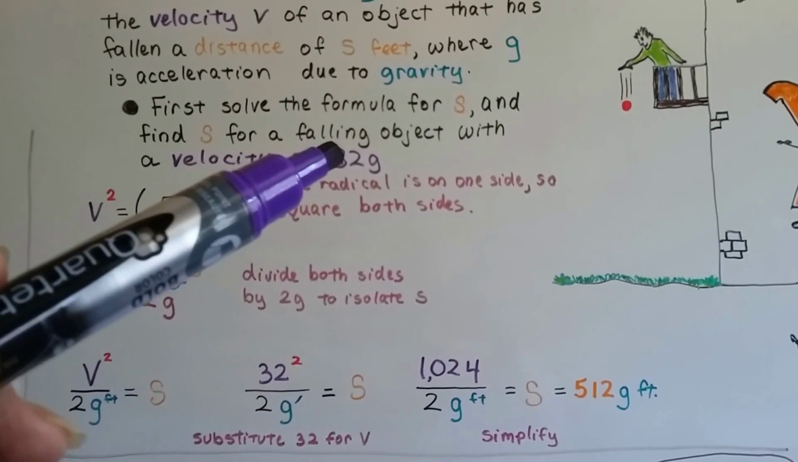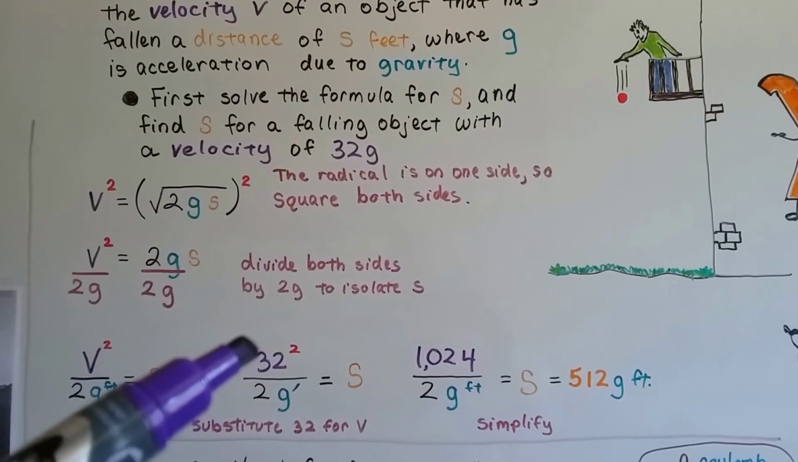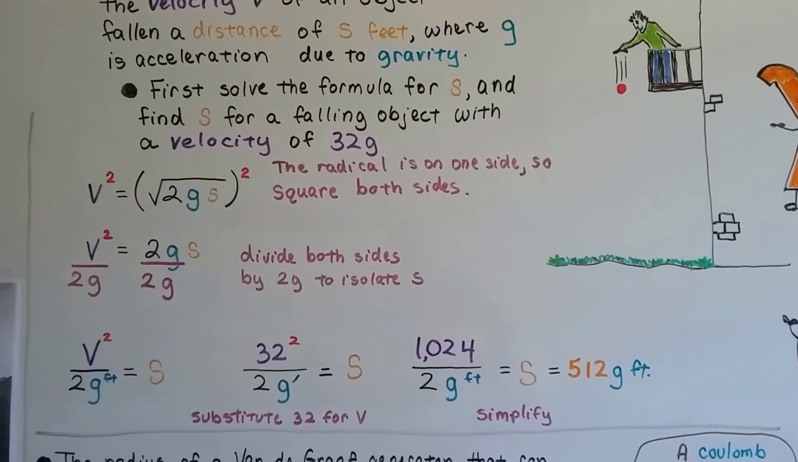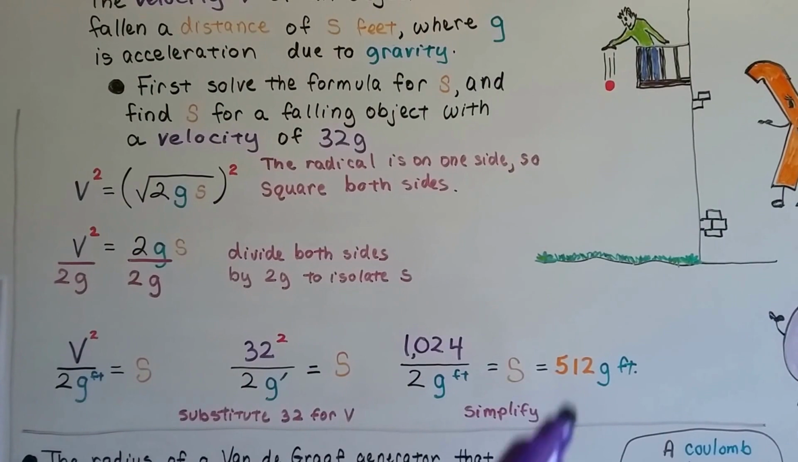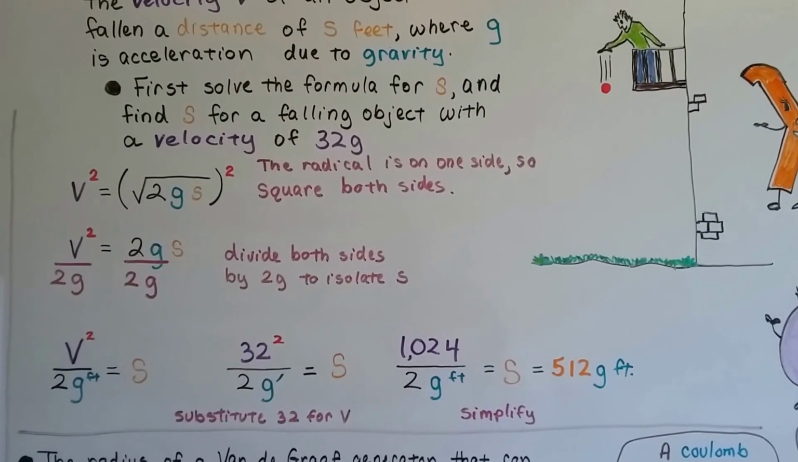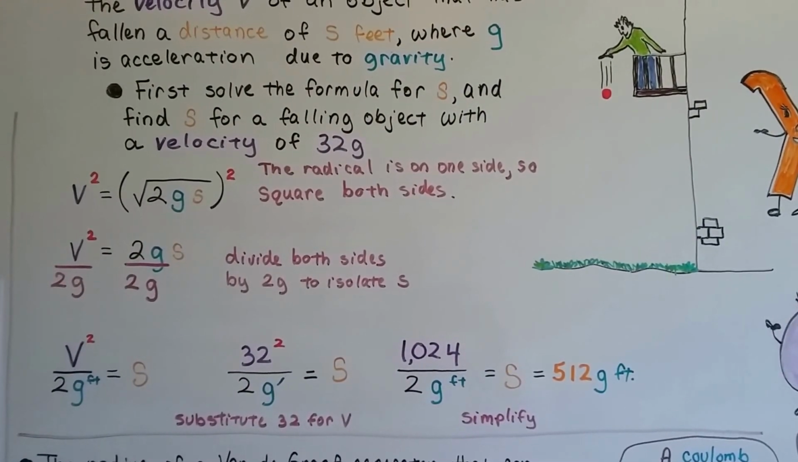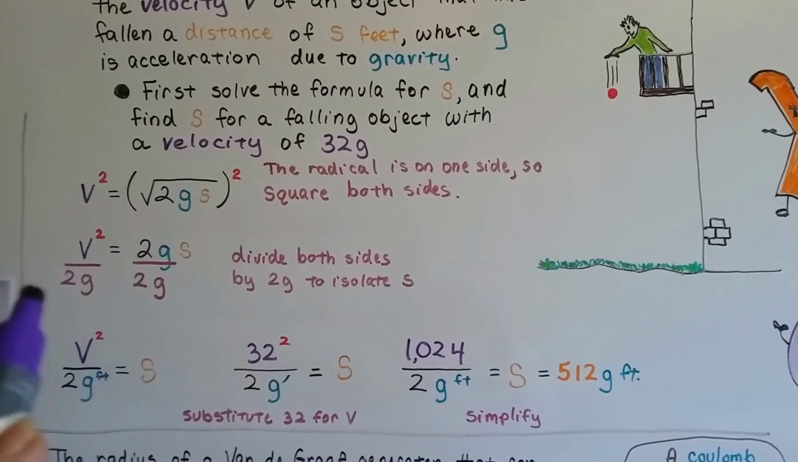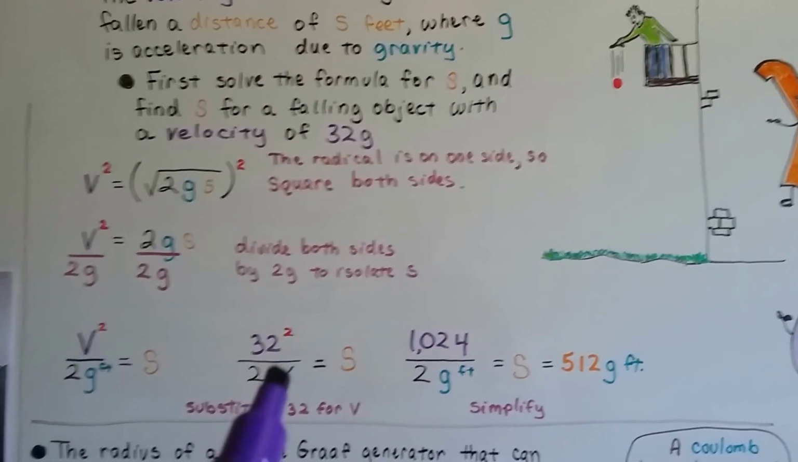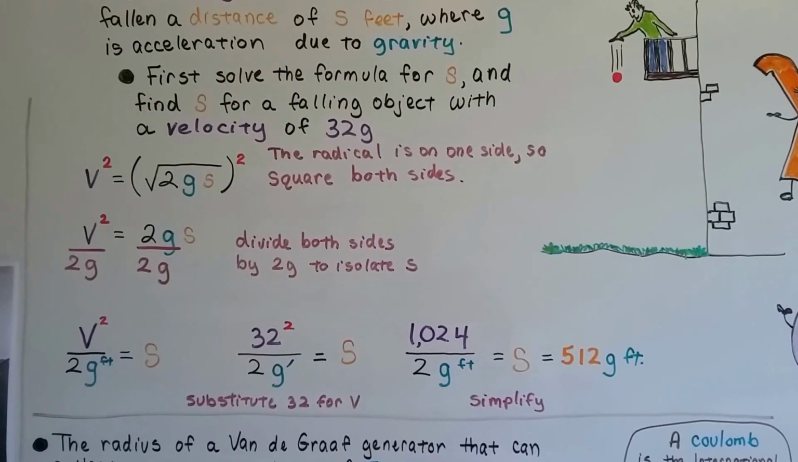Now we can substitute that 32 in there for the v. 32 times 32 is 1,024. We divide it by the 2g, and we find out s is equal to 512g feet. See? Square both sides, remove the radical, isolate the variable, substitute in the numbers, do your division, and you've got it. Okay?